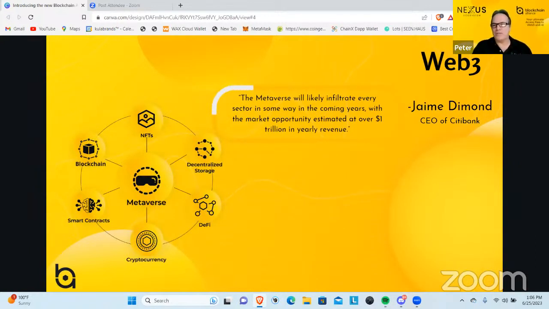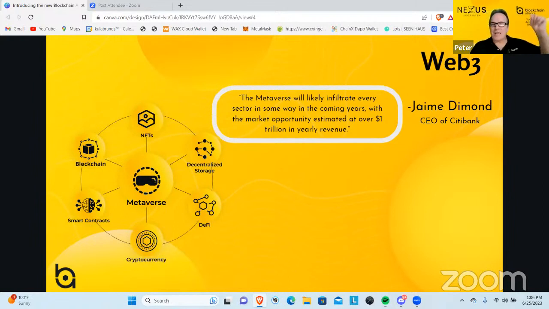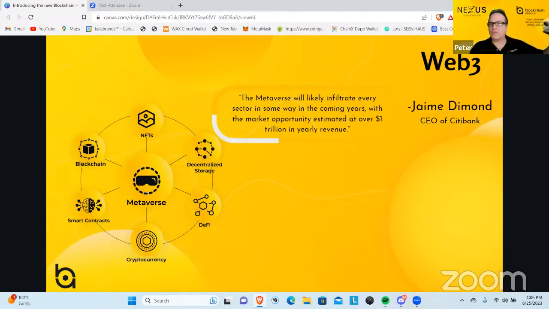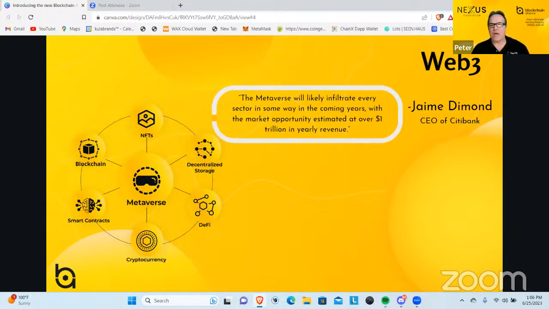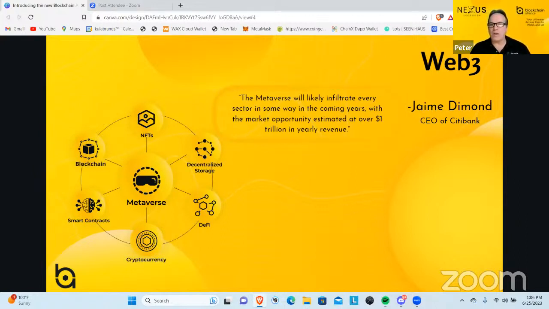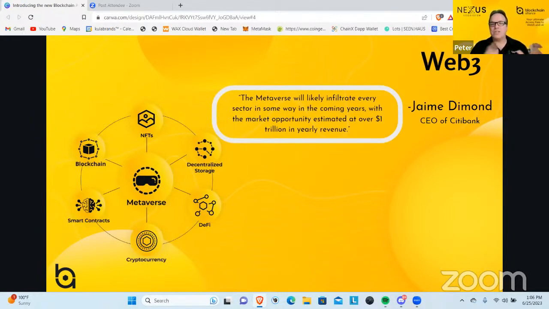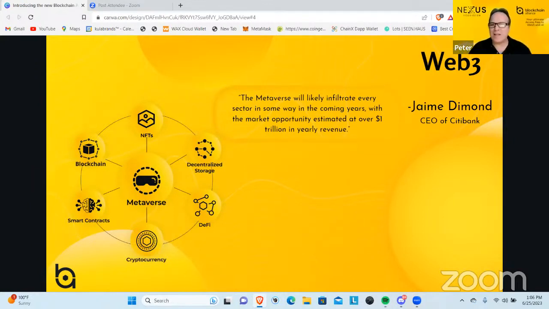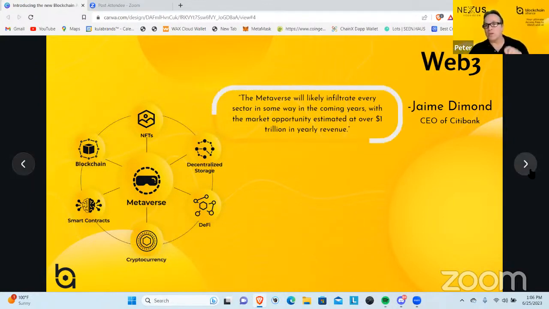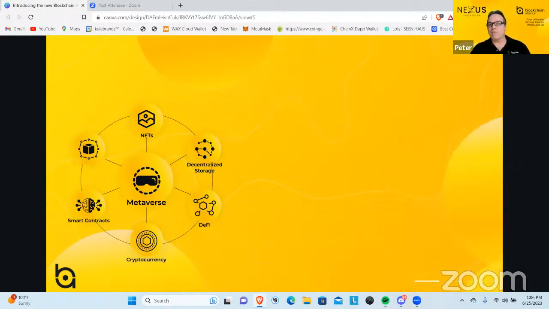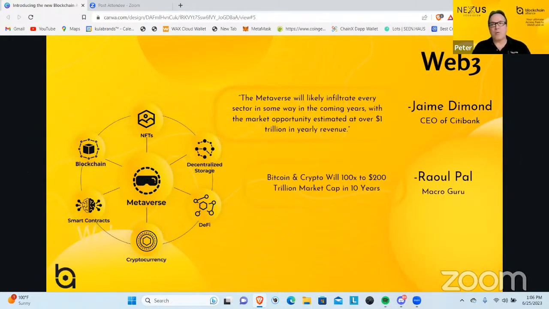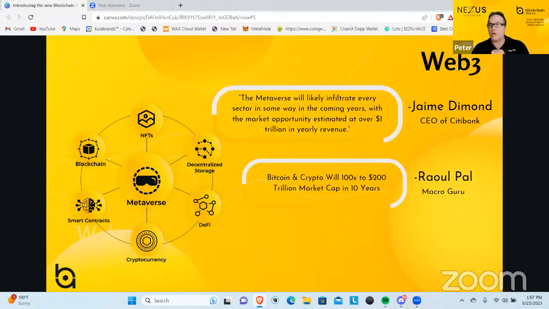Jamie Dimon, the CEO of Citibank, by the way, did not like Bitcoin or crypto or any of the blockchain stuff just a few years ago, right? The metaverse will likely infiltrate every sector in some way in the coming years, with the market opportunity estimated at over $1 trillion in yearly revenue. Fusion GPS, which is an analysis company, is talking about it being $8 to $13 trillion by 2030, the metaverse. Let's see what Raoul Pal has to say. Raoul Pal was at Goldman Sachs, right?